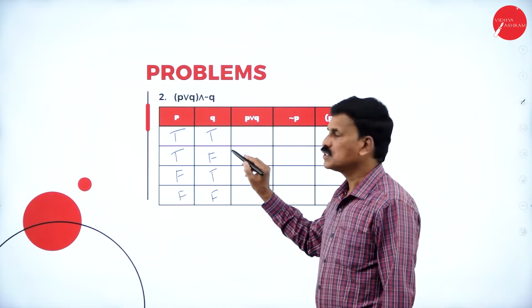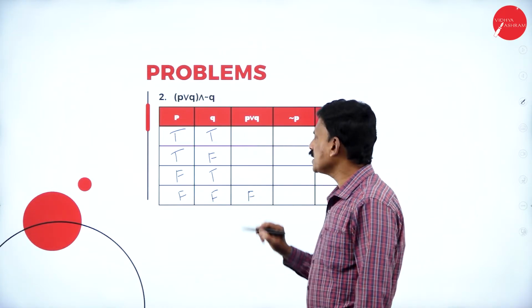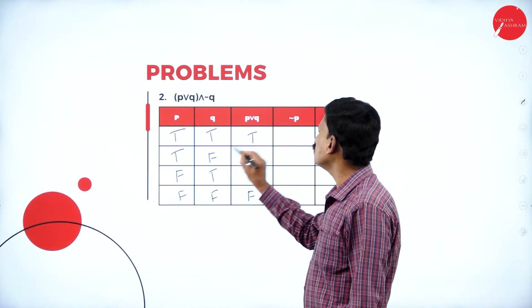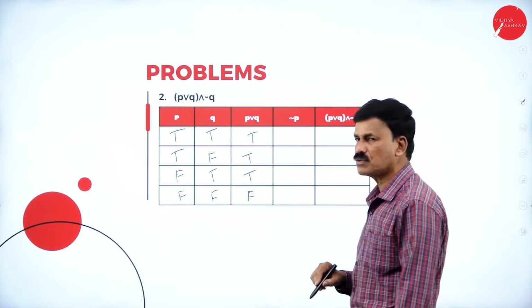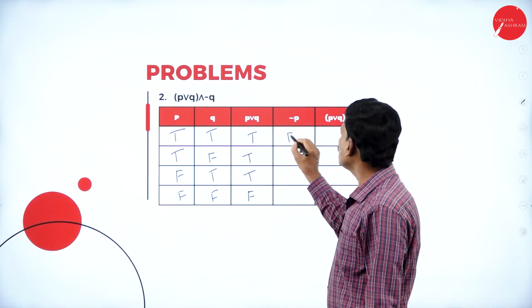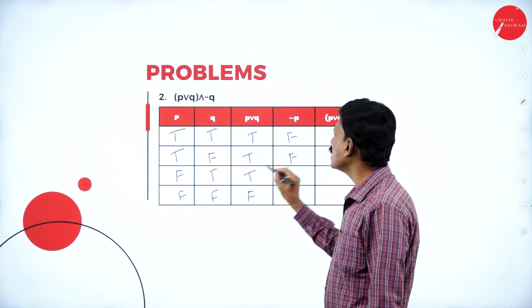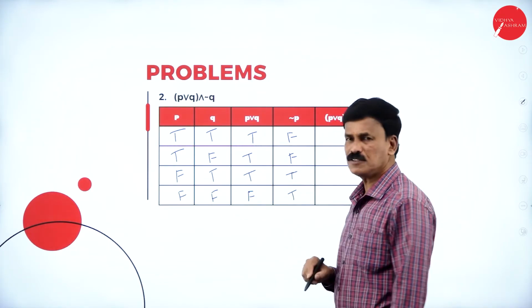Disjunction. So, disjunction is nothing but false when both are false. In other cases, it is true. True and true is true. True and false is also true. False and true is also true. False and false is false. Now, the negation of Q. For true, it is false. For false, it is true. So, these are the truth values.